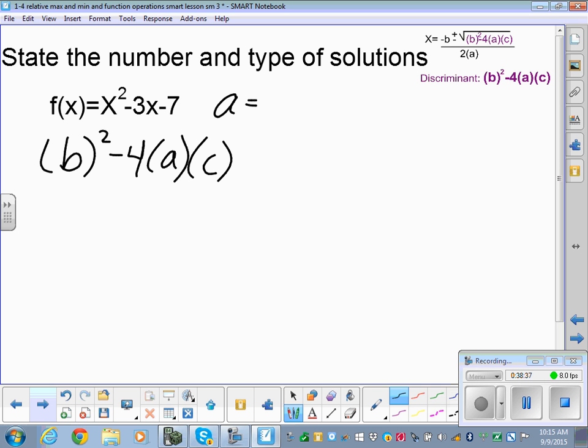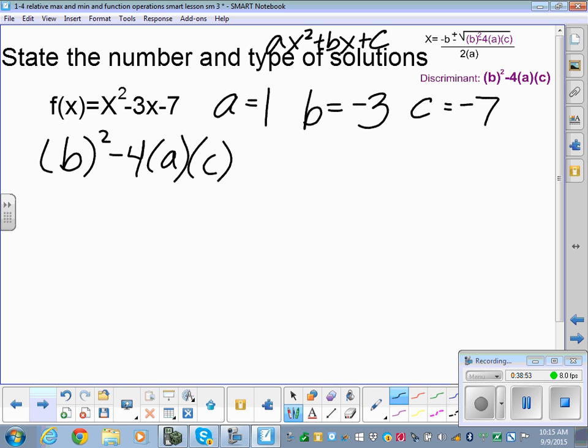No, it's the number in front of x squared, so it's 1. B is equal to what? And C is equal to negative 7. Remember, quadratics have the form, guys, ax squared plus bx plus c. It kind of seems like people have forgotten.